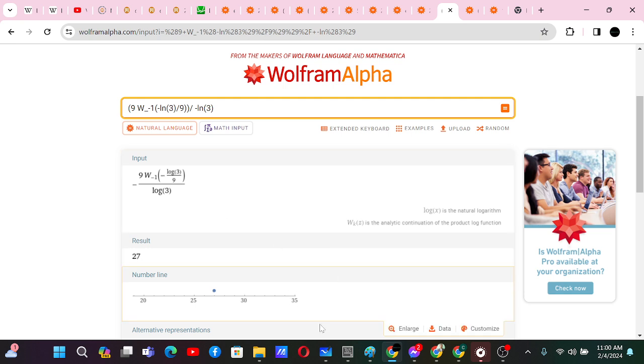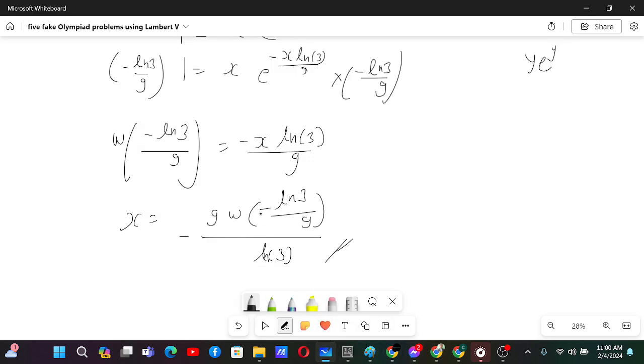Again for this case we have a negative value, and this value lies in the range of minus 1 by e to 0. If the value were less than minus 1 by e, then what I'm saying right now wouldn't hold true. But since this value lies in this range, we can have two answers, Lambert W 0 and Lambert W minus 1.